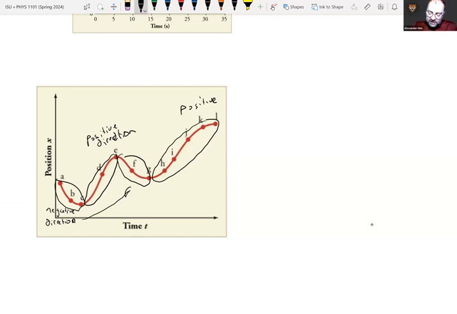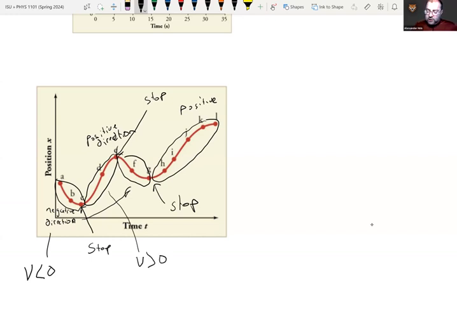Now, once you get to C, that is basically a stop. Once you get to E, that is another stop. And once you get to G, that is another stop. That's when this thing switches directions. It's important to know that if it's moving in the negative direction, this means that the velocity is less than zero. The velocity is greater than zero right here, and then the velocity is less than zero right there, and the velocity is greater than zero right there.